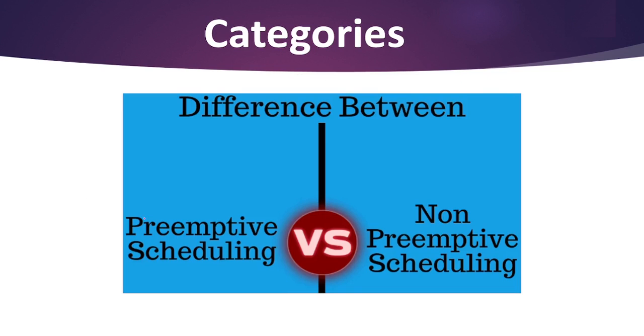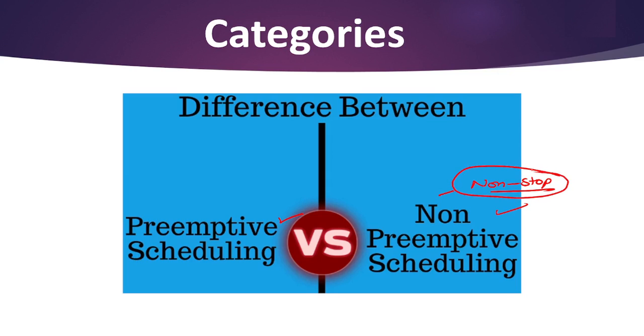Now let's just move to the categories. So here we have two types, two categories: preemptive scheduling and non-preemptive scheduling. Non-preemptive, you can remember it like non-stop.